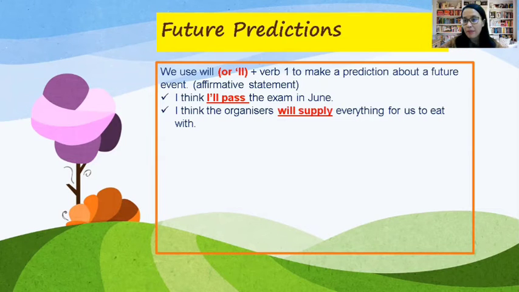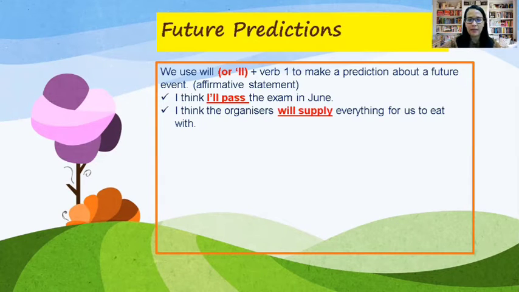Okay, let's check one by one of these following sentences. Affirmative statement. Affirmative means a statement or positive statement, okay, without not, correct? I think I'll pass the exam in June. Now, everyone pay attention. I think is a clue of prediction, right? Because once you say I think, it can be true or cannot, right? And I'll pass, I will pass. Pass is the verb one, friends, without es, s, or ing or ed. I'll pass the exam. When will it be? In June, right? So in June, future.